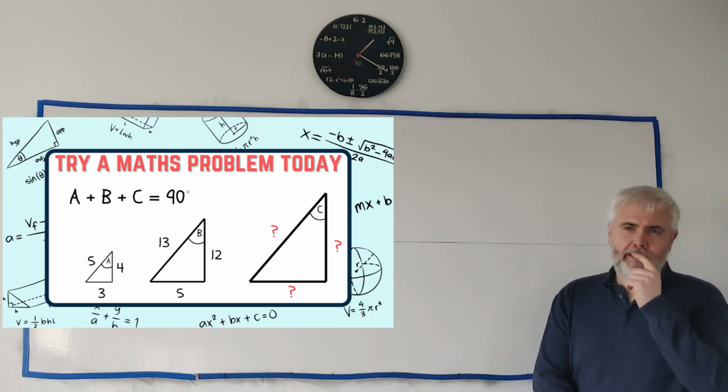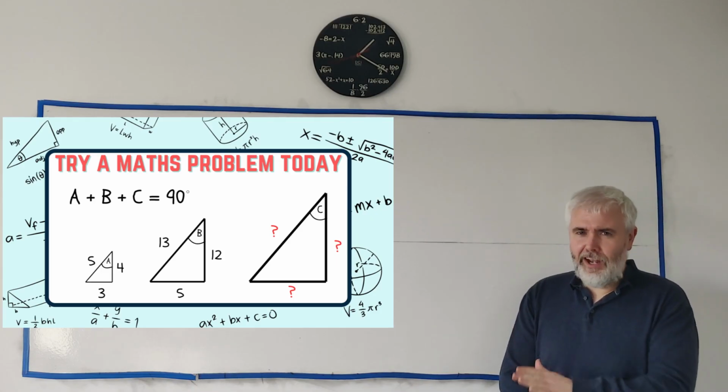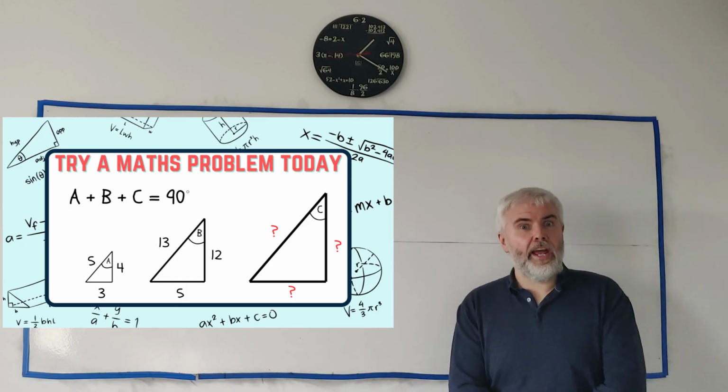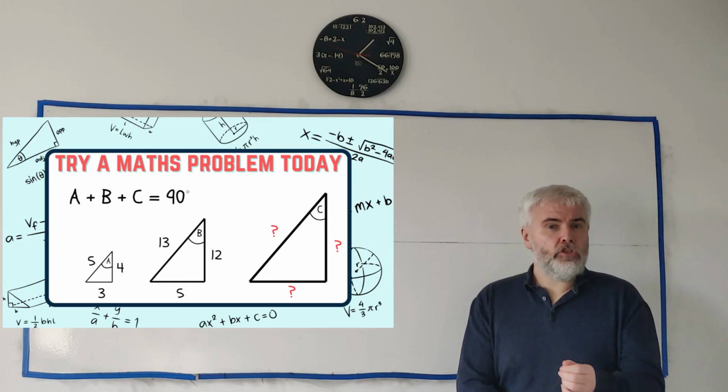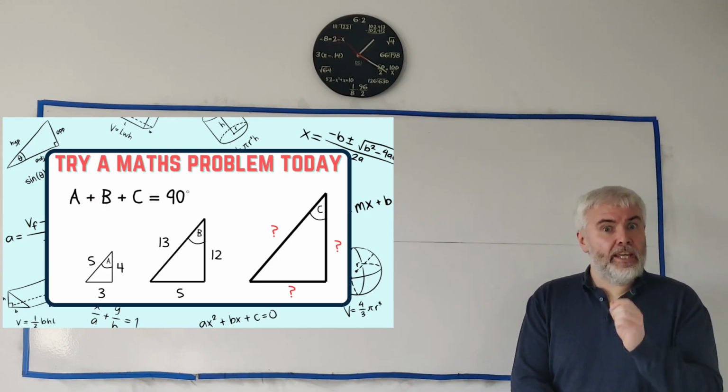First thing to get out of the way is the drawing. I know it's not to scale, so if that's why you're here, I hear you. What the question actually says is we have three triangles that are Pythagorean triangles. That means they're right angles and their sides are integers.